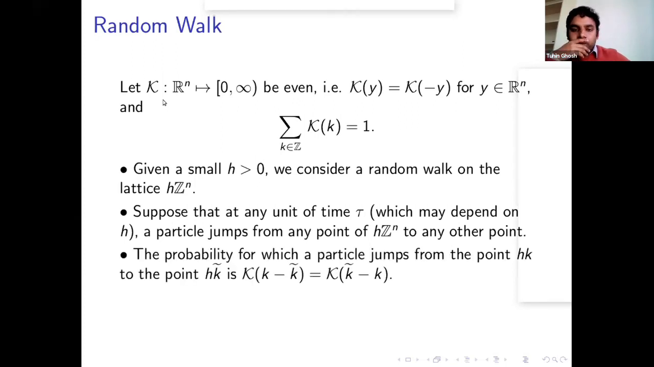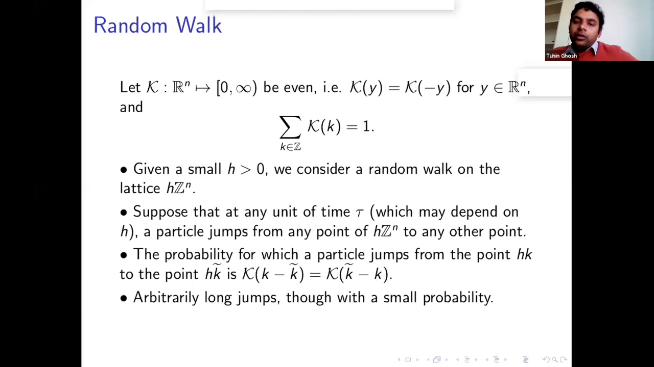As I was telling you, this is the exact formulation. The probability for which a particle jumps from one point to another point is given by, you can represent those two points as hk and hk tilde, where k and k tilde are points from Z^n, from the grid, and it's given by kappa of k minus k tilde, right? As it is an even function, going from k to k tilde or coming back from k tilde to k doesn't really matter. The probability is the same.